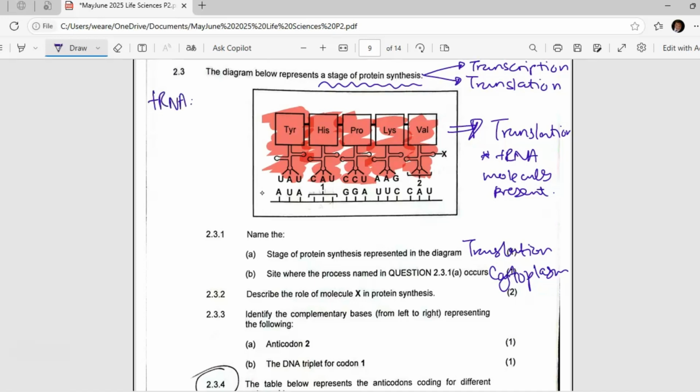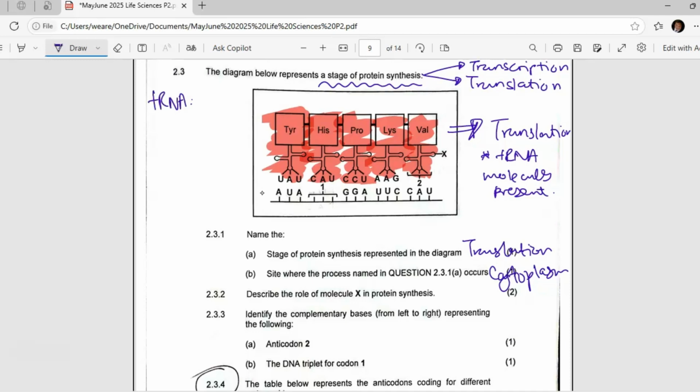Now, this comes from what is translation, right? If you know what translation is, then you will automatically know what the role of the molecule X is. Now, I just want to quickly state something: they like doing this because they don't always want to give you that 6 marks.